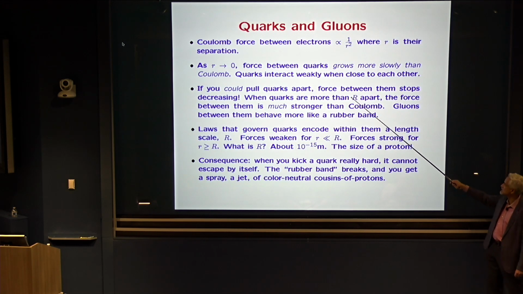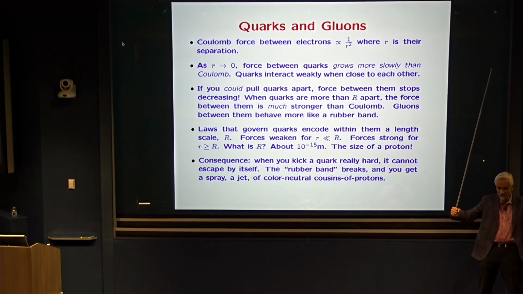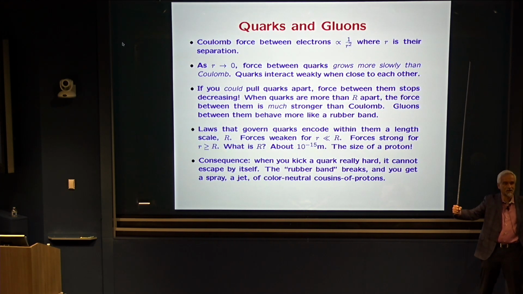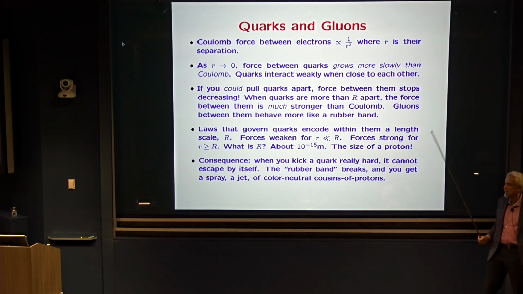And in fact, these laws of nature have a scale hidden in them, a scale capital R. And if you ever pull two quarks farther apart than capital R, the force between them stops dropping off. It's like you have a rubber band connecting them. And what is this capital R? Well, it's 10 to the minus 15 meters. And what is that? That's the size of a proton. So hidden in these laws is a scale, and that scale is not only the size of the proton, but all those cousins have the same size, and that is immediately explained by these laws.